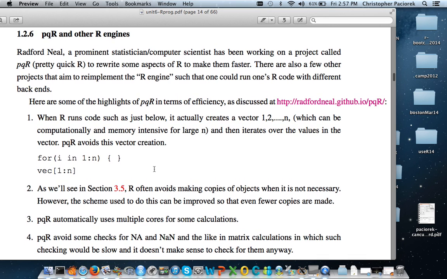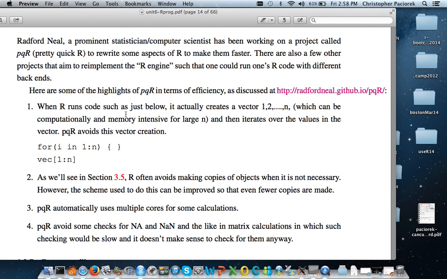And so there have actually been some efforts in the last few years to basically create other back-end engines for R. I didn't actually mention all of them here, but one of them that's been pretty interesting is something called PQR, which stands for Pretty Quick R, which is kind of cute. And it's by this guy, Radford Neal, who's a statistician and computer scientist at the University of Toronto, who's pretty well known in the computational stats community.